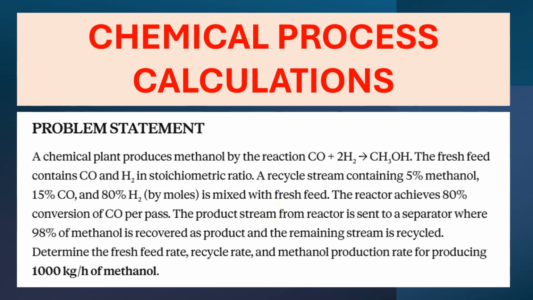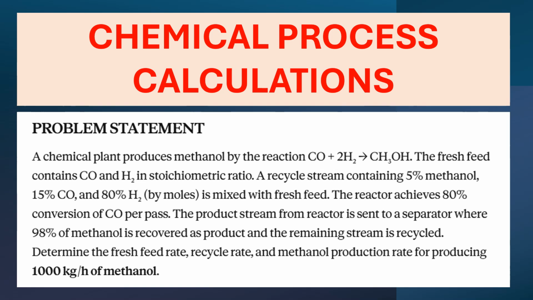Today I am going to solve one chemical process calculation problem. Here is the problem statement. A chemical plant produces methanol by the reaction of carbon monoxide plus 2H2 to produce methanol, CH3OH. The fresh feed contains carbon monoxide and hydrogen in stoichiometric ratio. The recycled stream containing 5% methanol, 15% carbon monoxide and 80% hydrogen by moles is mixed with fresh feed.